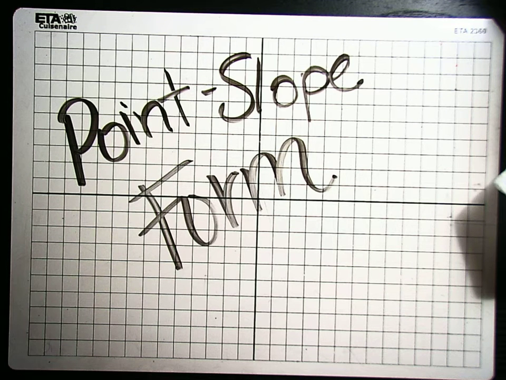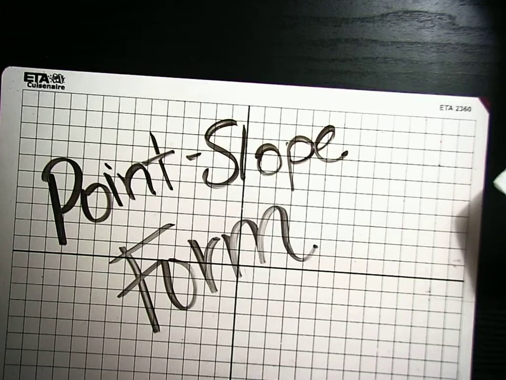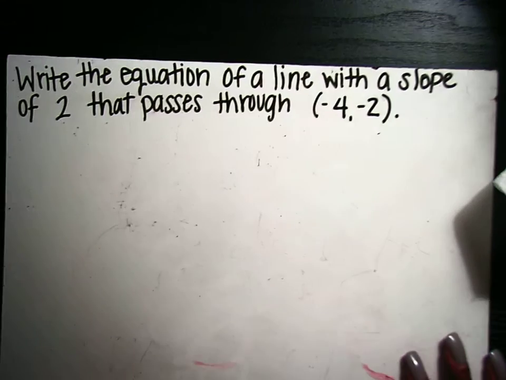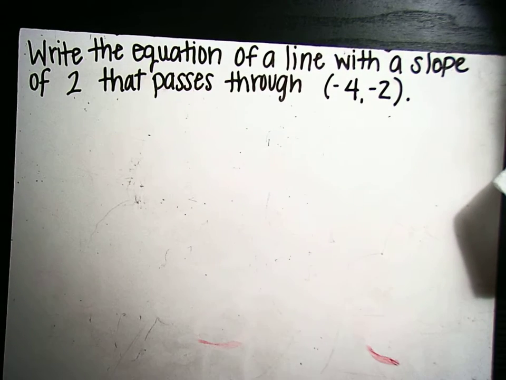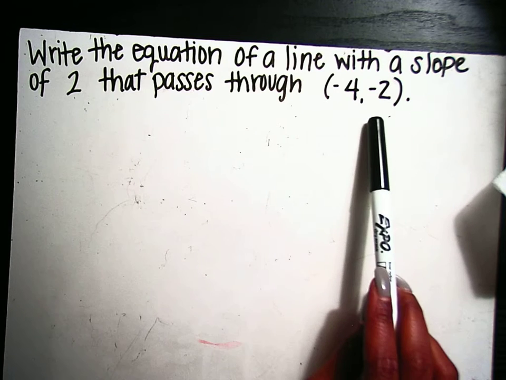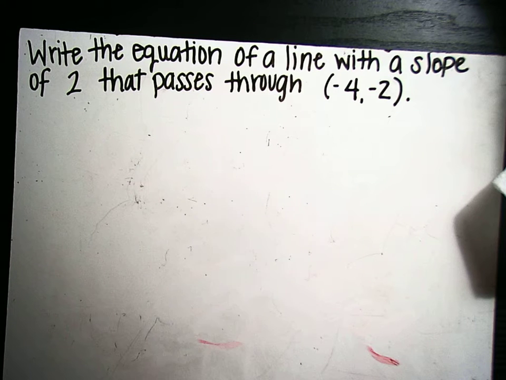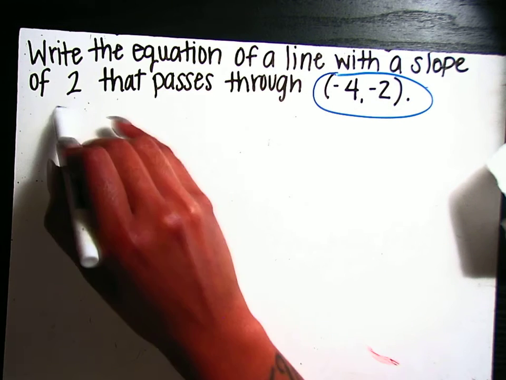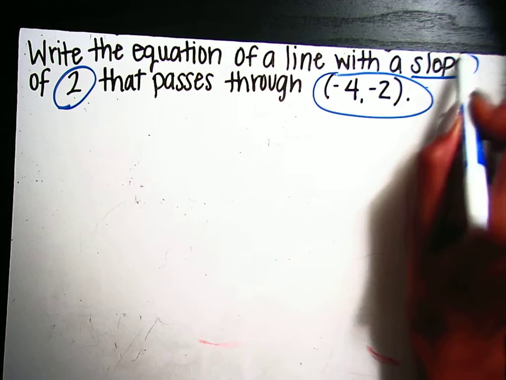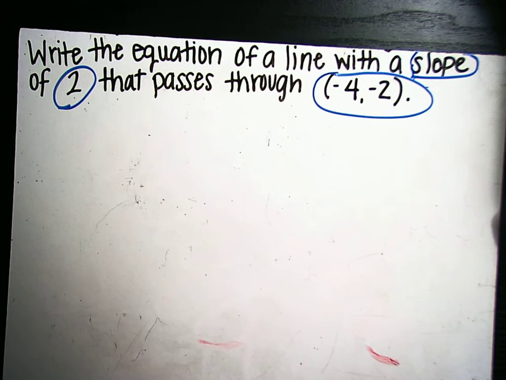In this video, we are going to figure out how to use point-slope form. So, here we have a problem. Write the equation of a line with the slope of 2 that passes through (-4, -2). The great thing about point-slope form is it's pretty self-explanatory. You're given a slope, and you're going to use point-slope form to figure out the equation.